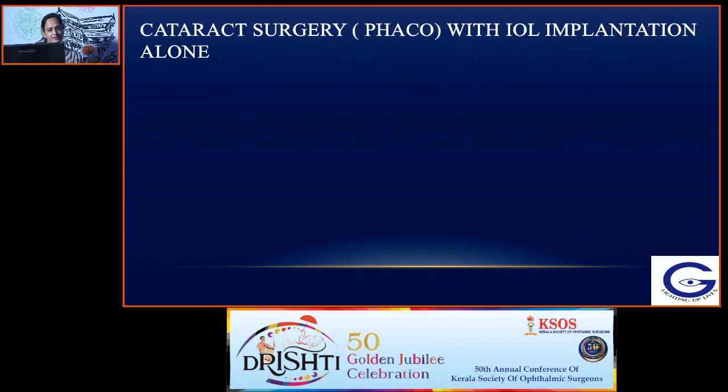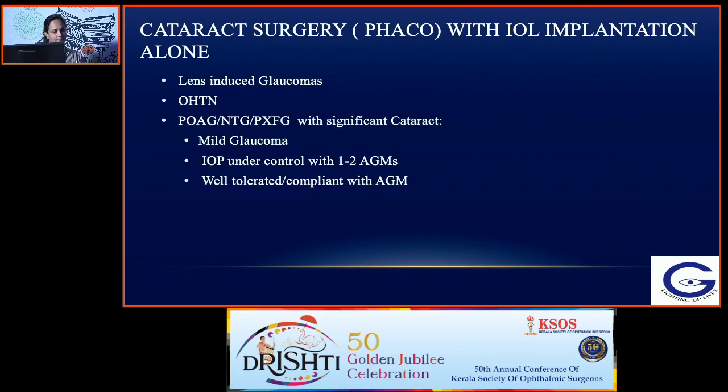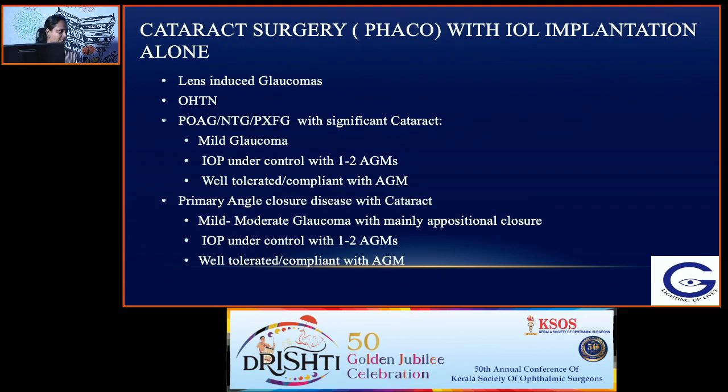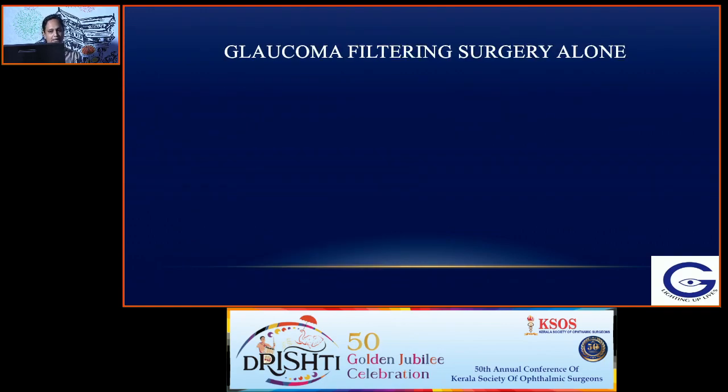So my preference is cataract surgery with IOL implantation alone in case of lens-induced glaucomas and ocular hypertension. In open angle glaucomas with significant cataract, if the glaucoma is mild, IOP is under control with 1 or 2 anti-glaucoma medications, and the patient tolerates and complies with the medication. In primary angle closure disease with cataract, if it is moderate glaucoma with mainly appositional closure, IOP under control with 1 or 2 AGMs and well tolerated with medication.